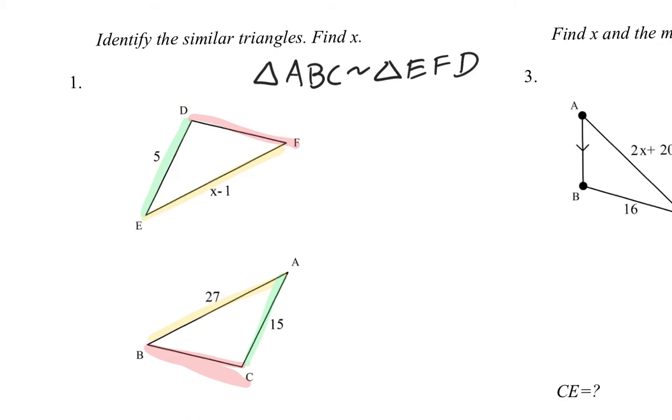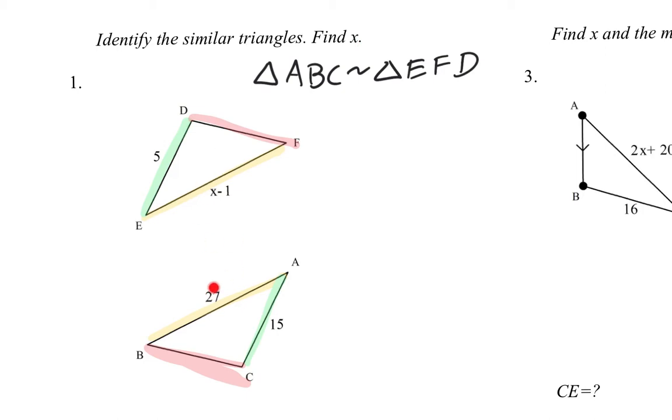Okay, so this similarity statement is important. If I was to put this in the wrong order, so I see how everything lines up, A, B, C, E, F, D. These have to line up the exact same. If I was to mix up these letters, then my similarity statement is incorrect. So I've identified the similar triangles. Now I need to find x.